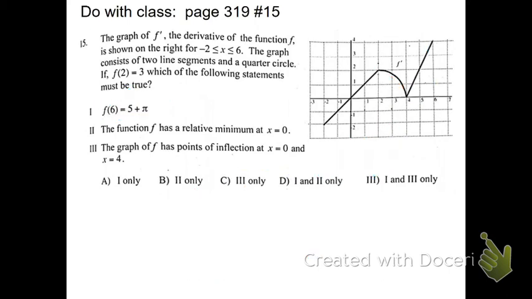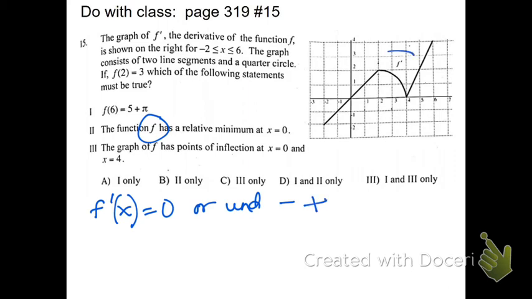Okay, minimum. That would be where the derivative of f is 0 or undefined and changes from negative to positive. This is a derivative graph. Okay, think about that. What do you say? So the derivative is 0 here and here, since this is a derivative. Now, it changes from negative to positive at just one spot, and that would be here. So this is true.